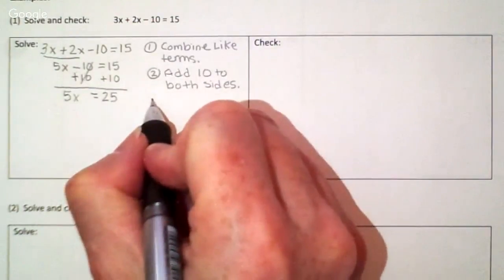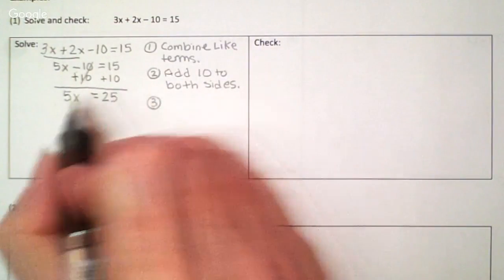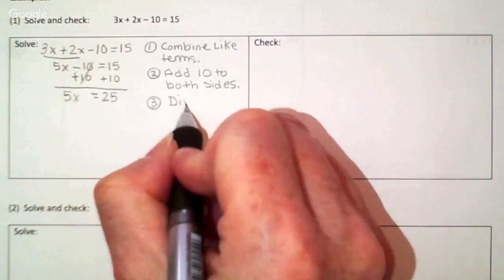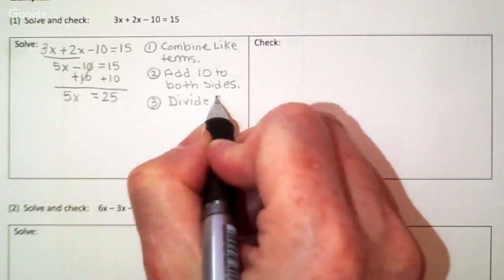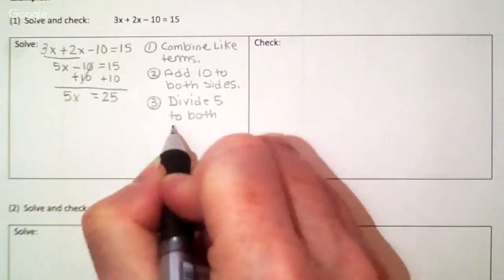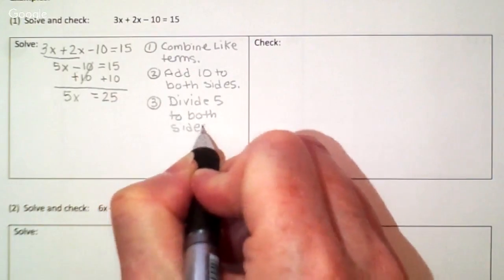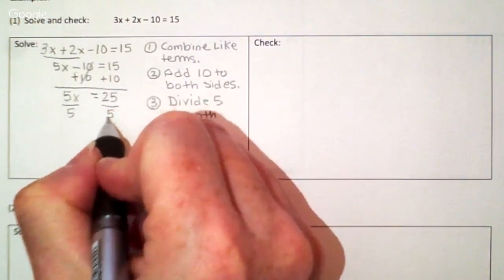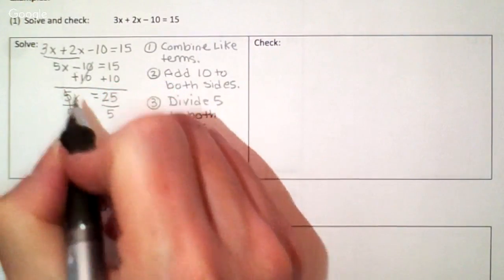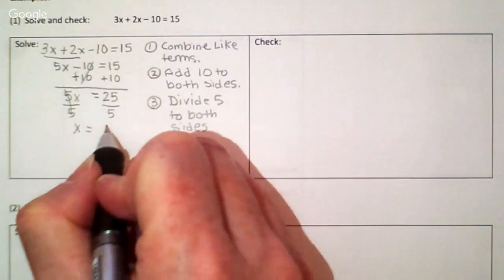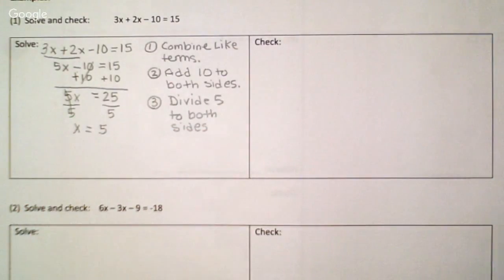The last thing that we do, step 3, is because 5 is multiplied to x, we are going to divide 5 to both sides. Because these two cancel and become 1, 1x is x. So x equals 5. So now that we've solved that equation, we now need to check it.